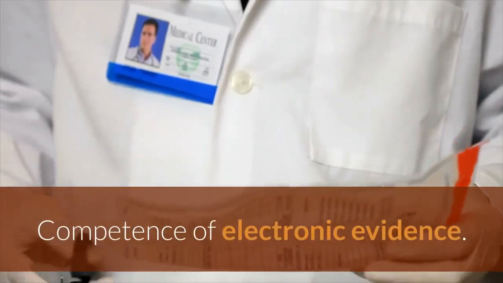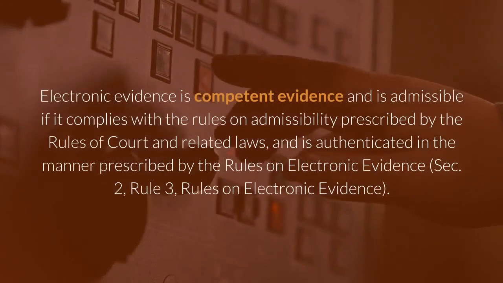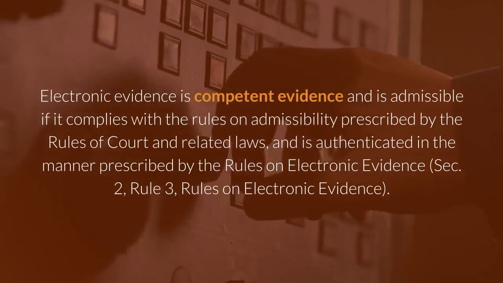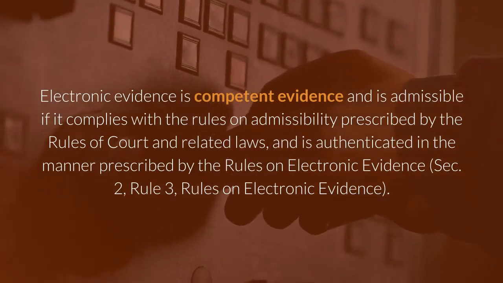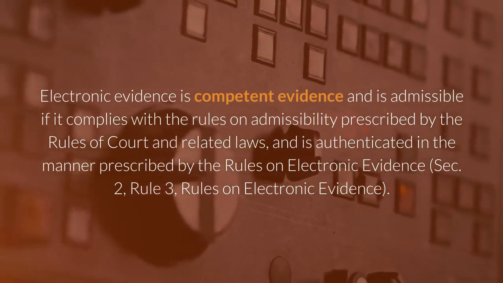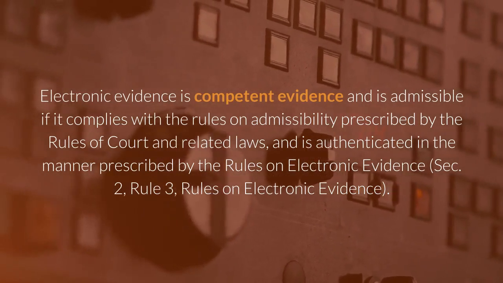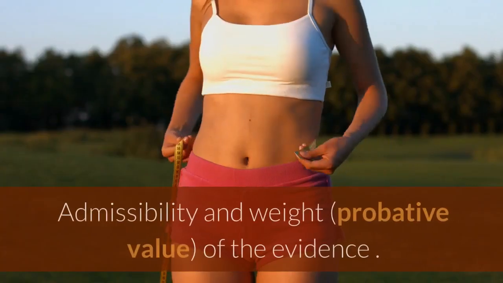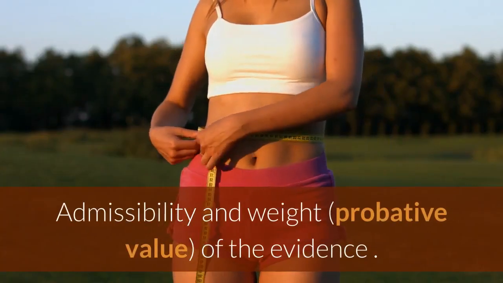Competence of electronic evidence. Electronic evidence is competent evidence and is admissible if it complies with the rules on admissibility prescribed by the rules of court and related laws, and is authenticated in the manner prescribed by the rules on electronic evidence. Sec. 2, Rule 3, Rules on Electronic Evidence. Admissibility and weight (probative value) of the evidence.